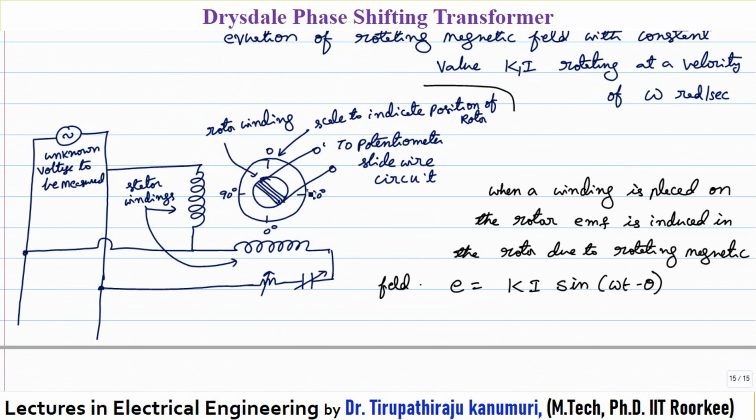Keep the winding in the rotor. Depending on which location you are keeping it, the EMF induced in the winding will be sinusoidal but displaced by an angle depending on the location of the winding. If you are keeping your rotor winding at theta equal to 0, then theta will be replaced by 0 here. Similarly, if you keep it at any other location, the value will vary accordingly. So you will get lagging or leading in the output value when compared to the input source.